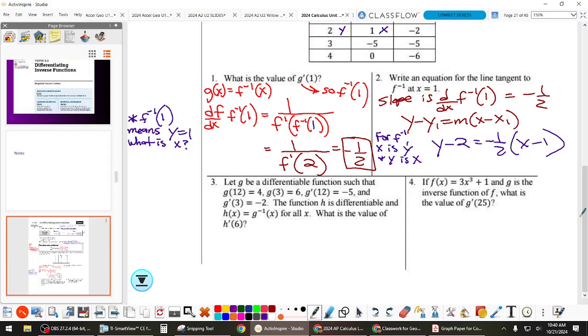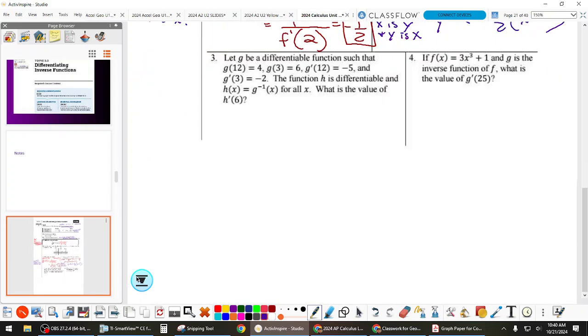All right, let's do these. That's good enough. All right, so let g be a differentiable function, and it gives us a bunch of values for g and g prime. The function h is differentiable also, and h is the inverse of g. So what is the value of h prime of 6? Kind of similar to the table, only it's given more in sentence form.